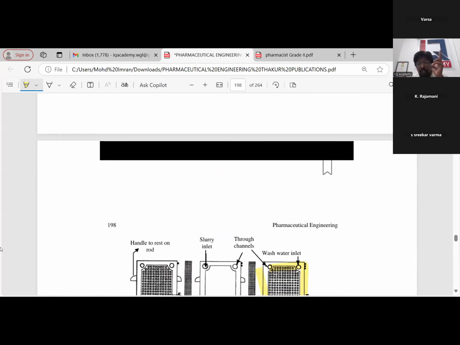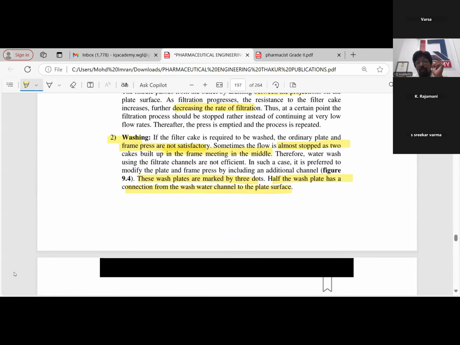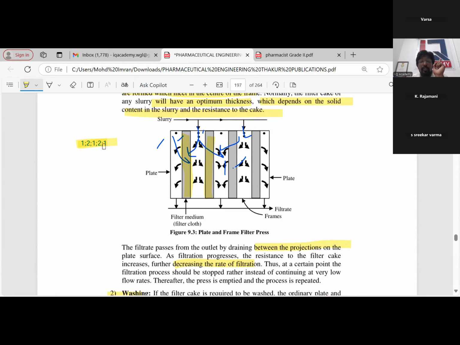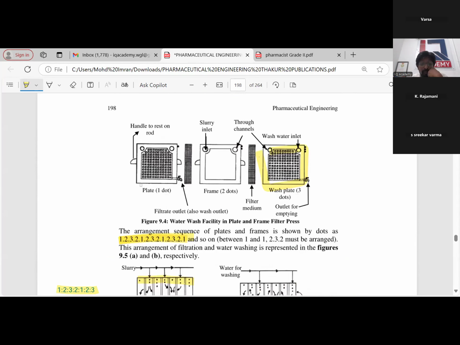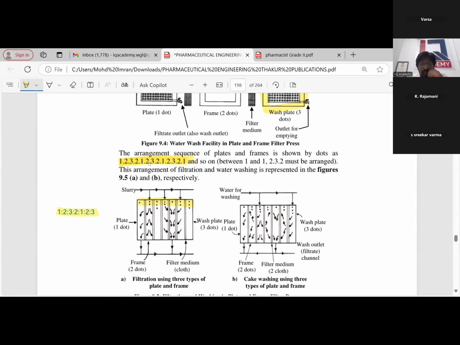In this, the question asked in competitive exams is the arrangement in the plate and frame filter. The ratio is 1:2:3:2:1, then after that again 1:2:3:2 comes, again 1:2:3:2 comes. Remember it like that. It will be easy. 3 is the washing plate, 2 is the frame, 1 dot is the plate. You should remember this. If you write these two things, this is done. Plate and frame filter, please note it down. 1 dot is plate, 2 dot is frame, 3 dot is the washing plate. Please note it down fast.